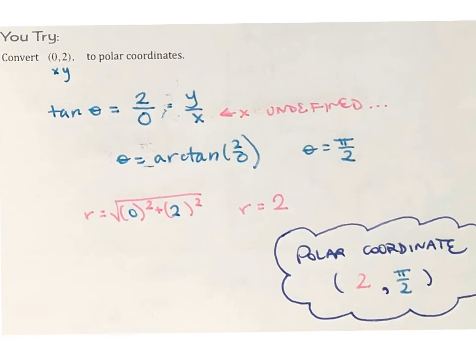So you do have 2 over 0, and remember it's undefined at that point, which is okay because there are undefined points for tangent on a unit circle. So that happens at pi over 2. Another thing to look at is whether this sign is positive or negative. It's positive, so it's pi over 2, and if you find that you have a negative value for your y, then you know it's going to be 3 pi over 2. Just keep that in mind. So you would find that this polar coordinate is (2, pi over 2).